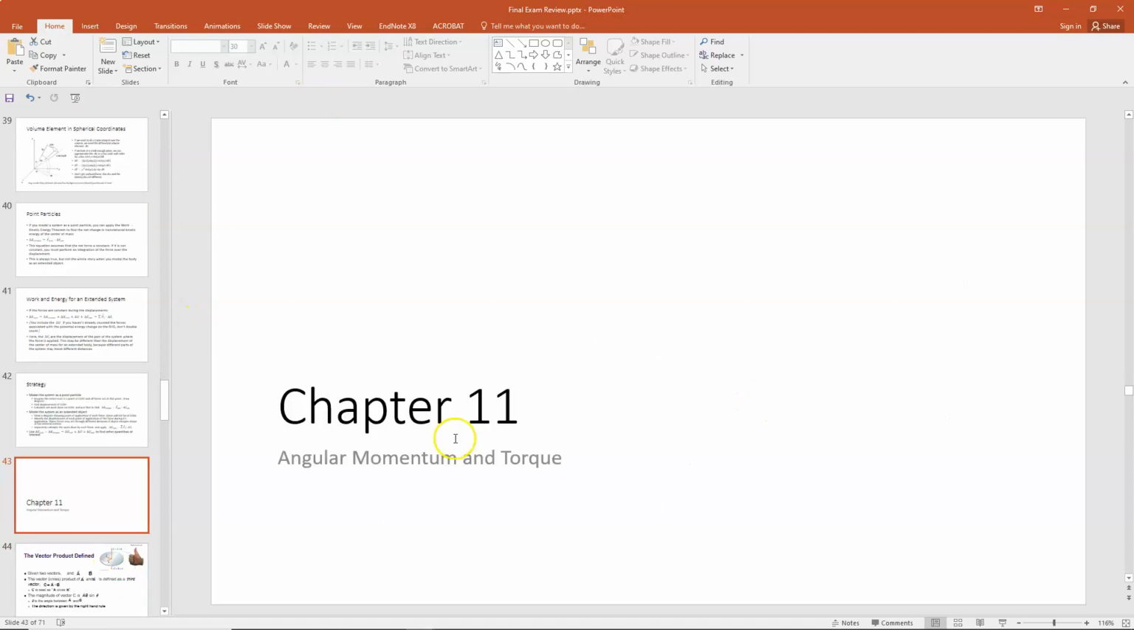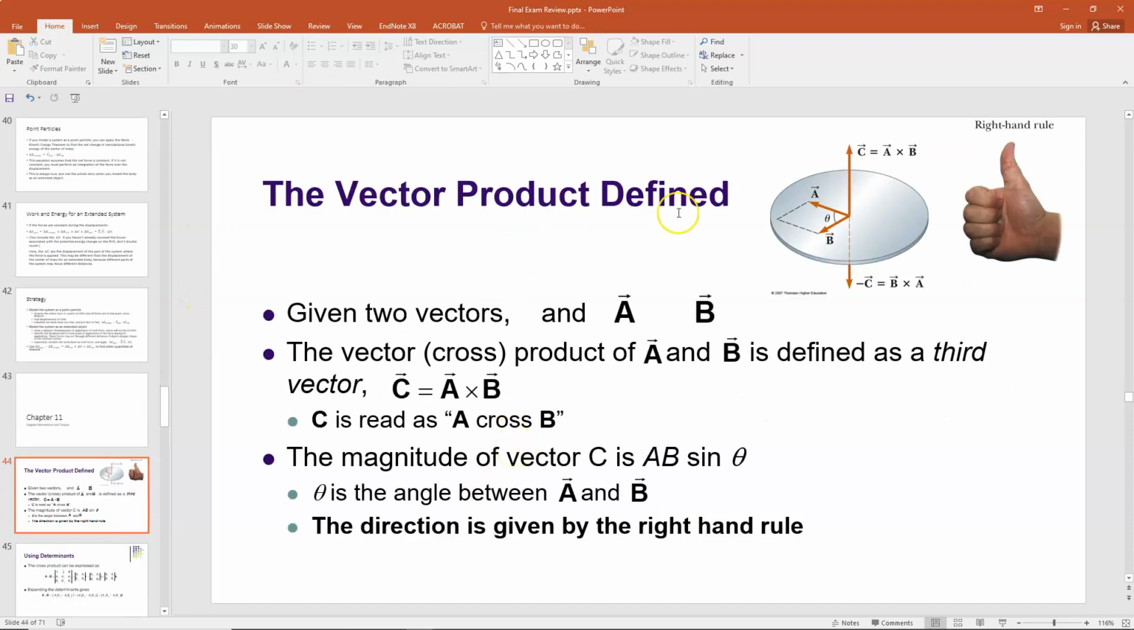Chapter 11 covers angular momentum and torque. First we had to review cross products. Remember your right-hand rule. You've got your stop in the name of love, and you've got the gun. Those are your two ways. For stop in the name of love, you take your right hand and point the fingers of your right hand in the direction of vector A.